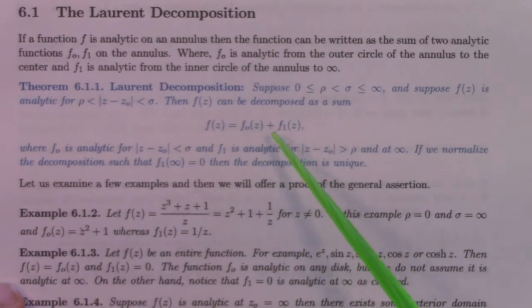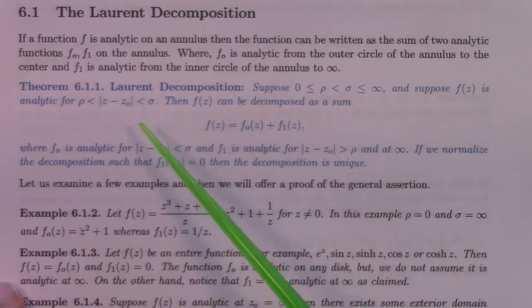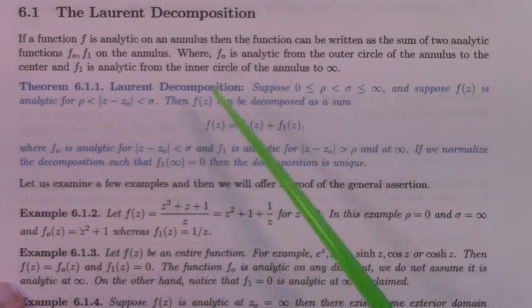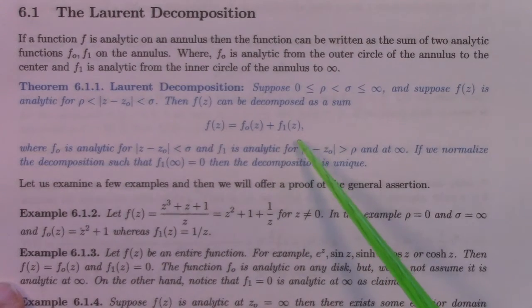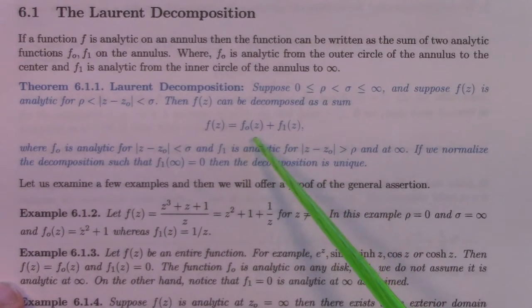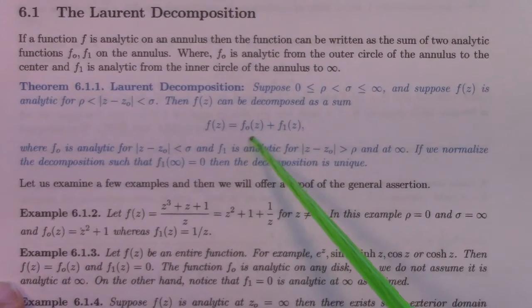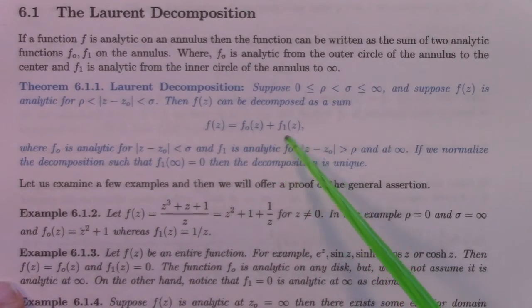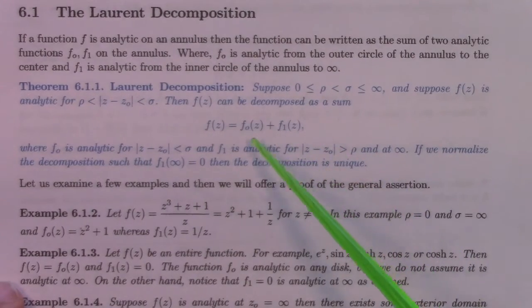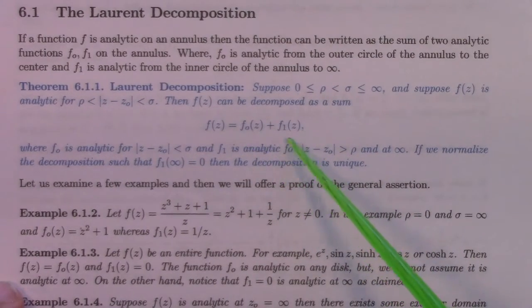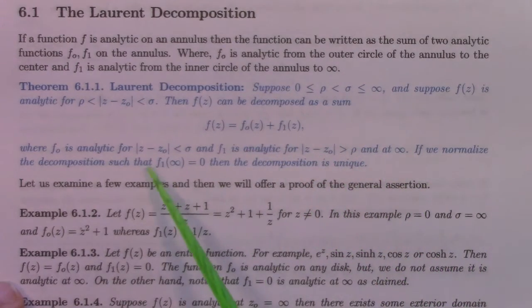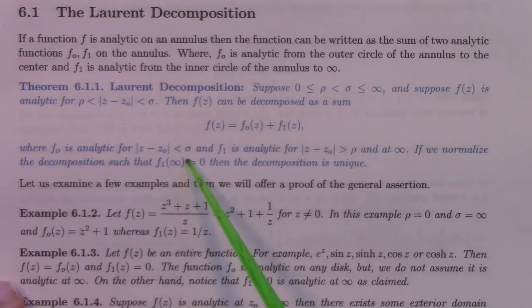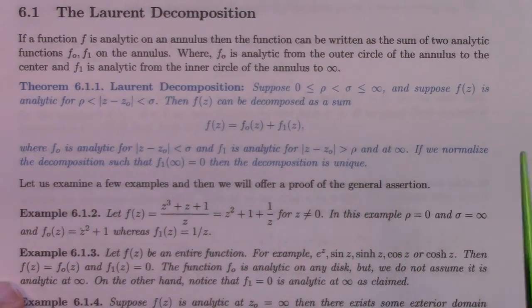Anyway, so the Laurent decomposition simply says this: if you have a function which is analytic on some annulus, then you can decompose the function into two pieces, the analytic piece and, I'm not sure what the good name is for these, maybe you could call this the interior analytic piece. This is the exterior analytic piece. They're both analytic, but in different places. This one's analytic within, this is analytic without, in the sense that |z| is less than sigma for one, and greater than rho for the other.